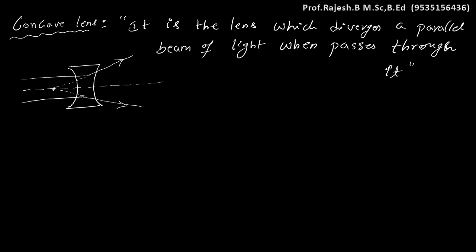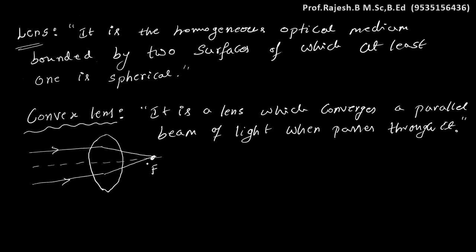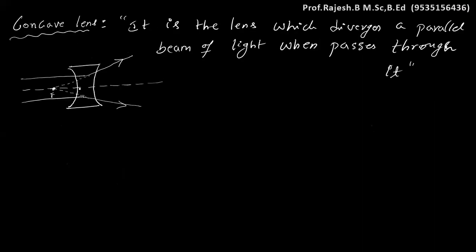Related to lens, we can have the meaning of principal focus and focal length. So this point F, we can call it the principal focus, here also. And this is the optic center. The distance between the optic center and the principal focus we call the focal length in the case of lens.